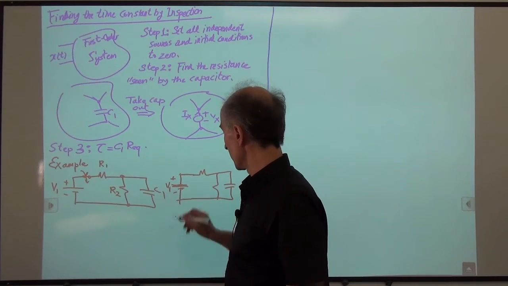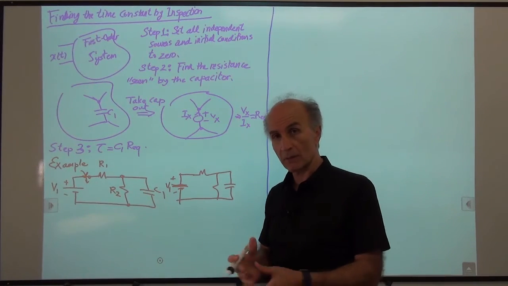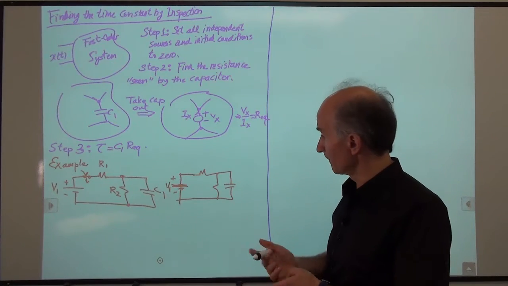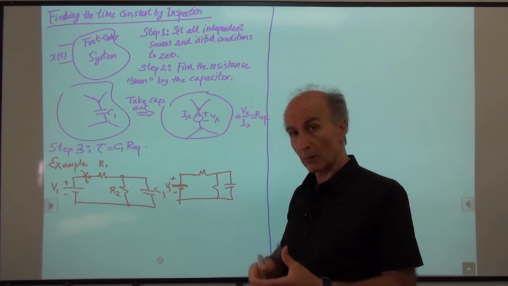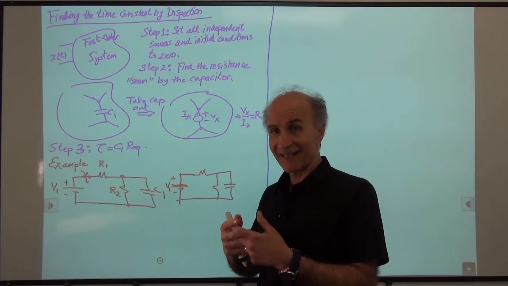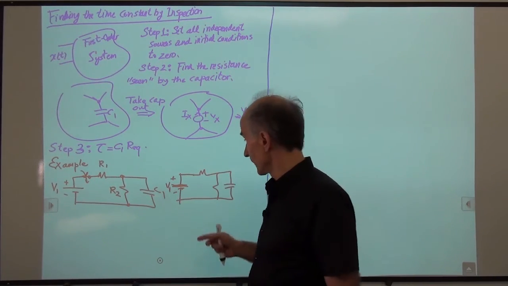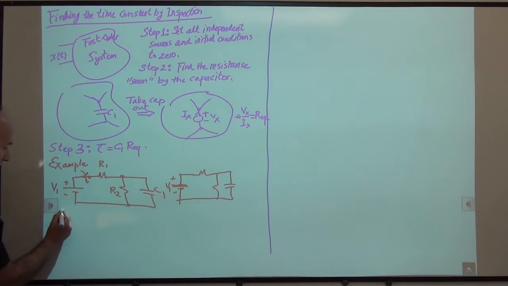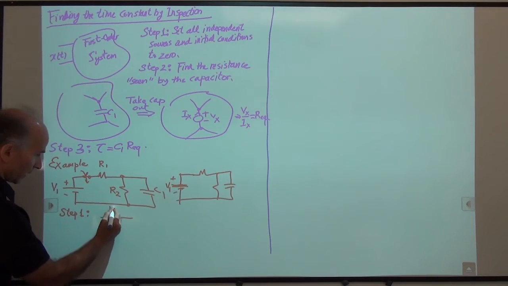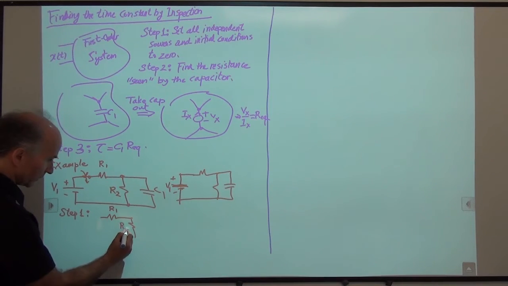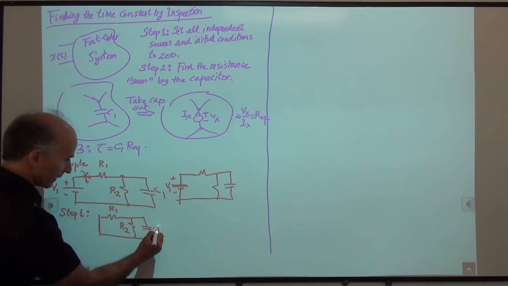So that brings us to step number 1. Step number 1 says, set all the independent sources to 0, and all the initial conditions to 0. So this goes to 0. When I replace a voltage source with 0, what happens? Remember that becomes a device that guarantees a 0 voltage difference here, and that means that it's a short circuit. So in step number 1, we reduce the circuit to just this: R1, R2, C1, and then a short circuit right here.